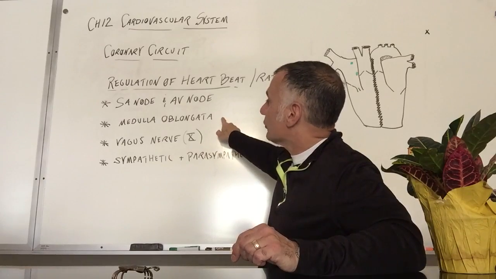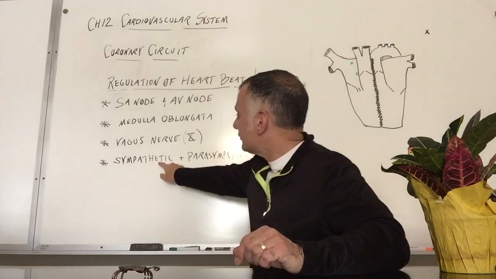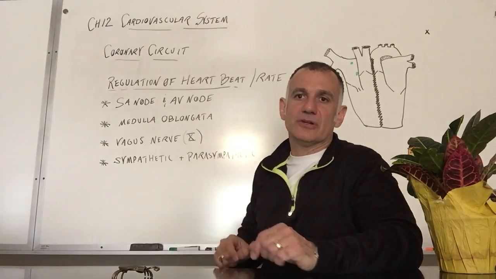Medulla oblongata controls the heart rate. Vagus nerve decreases heart rate. Sympathetic is going to increase heart rate, and parasympathetic decreases heart rate.